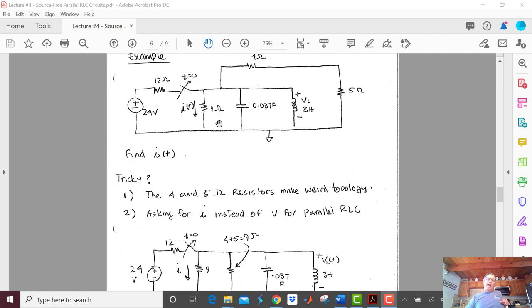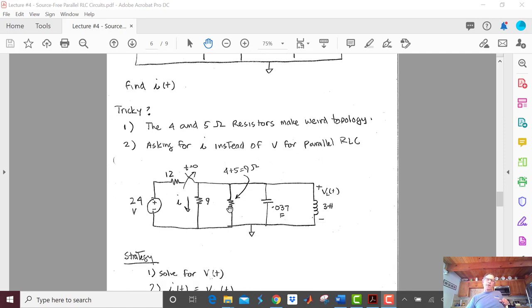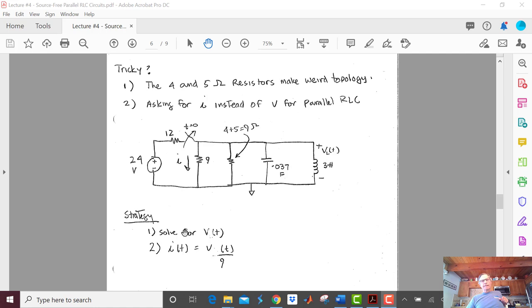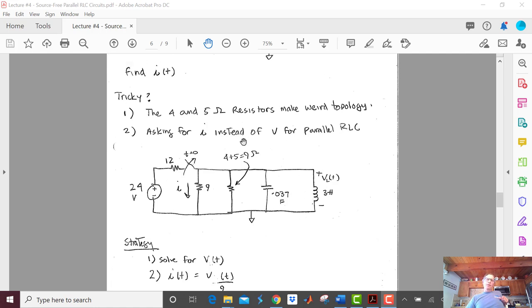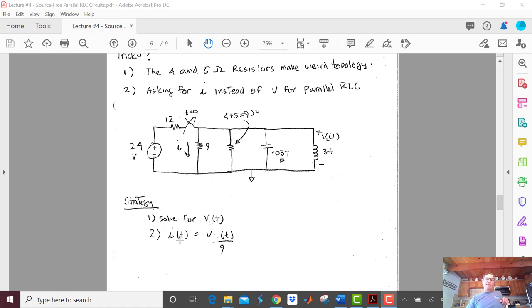Okay, so I'm being asked for the current in this 9 ohm resistor. So I got to be careful because I know I'm going to combine these into a 4.5 ohm resistor, but I got to make sure that I get the current through just one of them. I'm just triaging. I'm just thinking about this thing. So we're asked for I. But you know what I'm going to solve for? I'm going to solve for V up at the top, because that's what we've been solving for with these parallel RLCs, is the voltage up at the top. And after I get V, I'm going to say I is just V over 9.